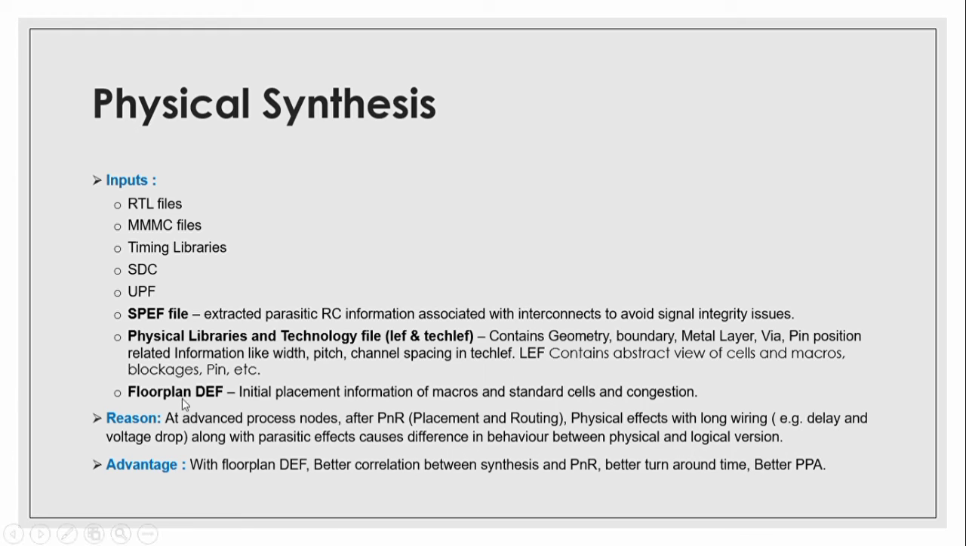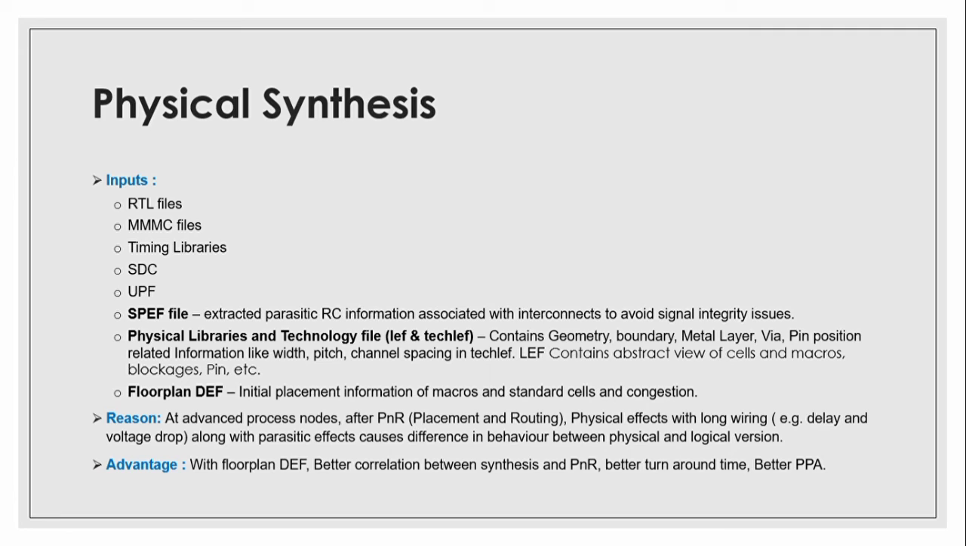So we basically generate the floor plan DEF, which has the initial placement of macros and standard cells. Nowadays we mostly go till the placement stage, and we see whatever congestion is coming till the placement stage. Based on that information, we write out a DEF file, and along with that we also extract the SPEF file. The SPEF file gives us the extracted parasitic RC information. Till the placement stage we will already have the power nets routed.